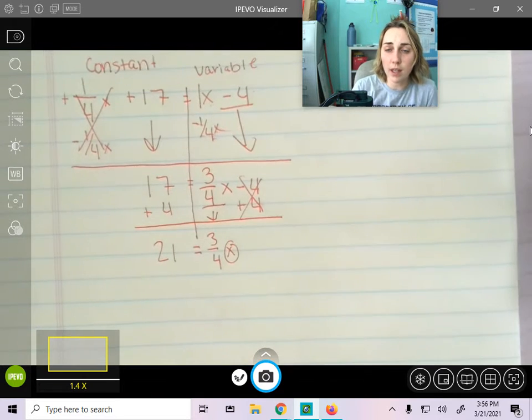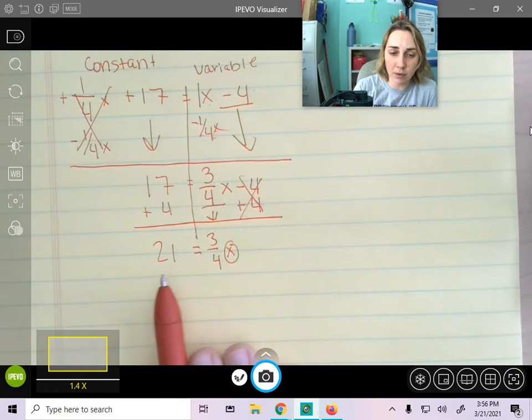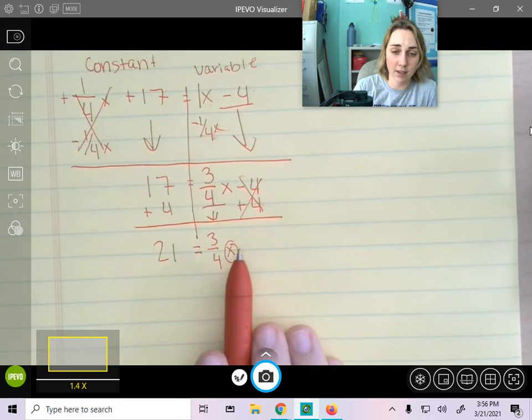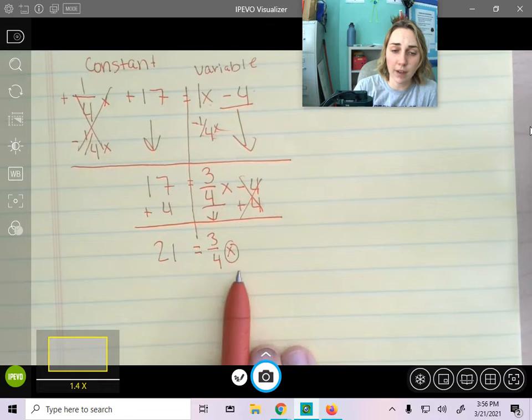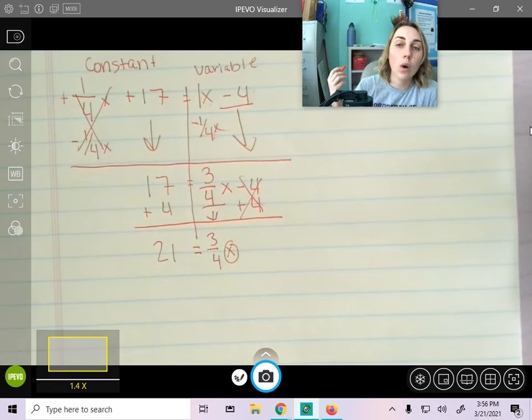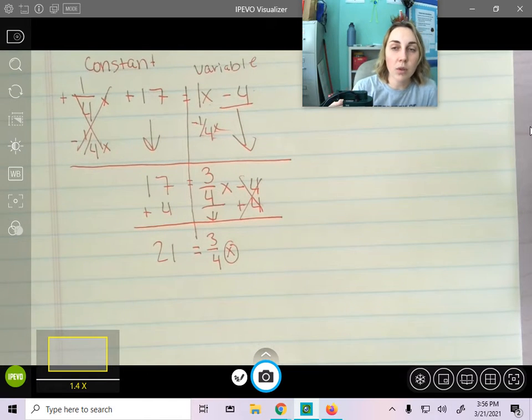What you can do is you can either divide both sides by 3/4 to isolate x, because that's the opposite of multiplication. This is 3/4 times x. So you could divide both sides by 3/4. Or, remember, you could always multiply both sides by the reciprocal. It's whatever's easiest for you.